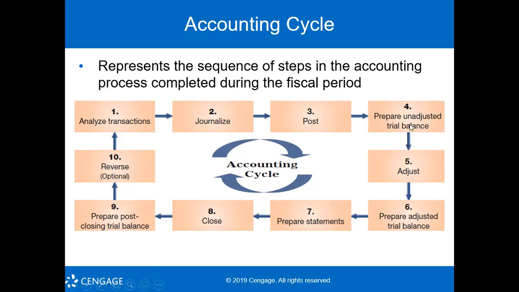So we got through step 4 in chapter 3, and now in chapter 4 we're starting on step 5. And then we're going to use this worksheet to prepare the adjusted trial balance and the financial statements. So that's where we're headed.